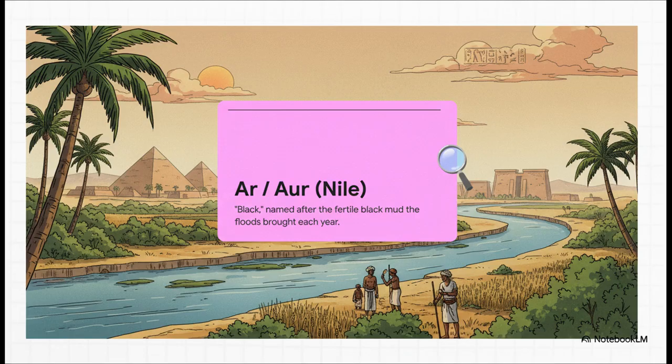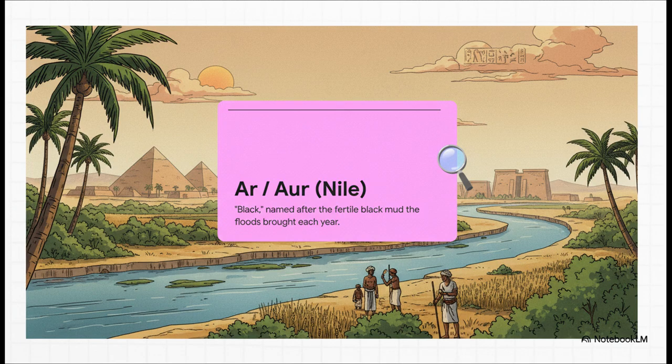The ancient Egyptians actually called the Nile Ar or Or because of that rich, dark soil the floods left behind every year. To them, this black mud was the most valuable gift you could ever imagine. See how it all connects? Now for a real brain teaser.